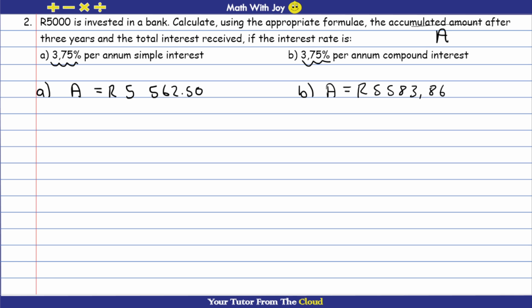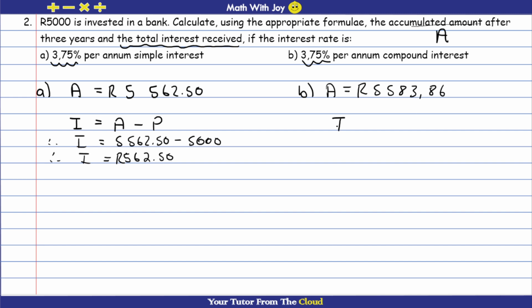Now, they also want something else. They say, what is the total interest received? So how much interest did both investments make? So to work out the interest, you need to say interest is the accumulated amount minus the initial, the present, the P value. So therefore, the interest is going to be 5,562.50 minus 5,000, because these are the values here. Then you say I is going to be 562.50, and make sure you put your rands.